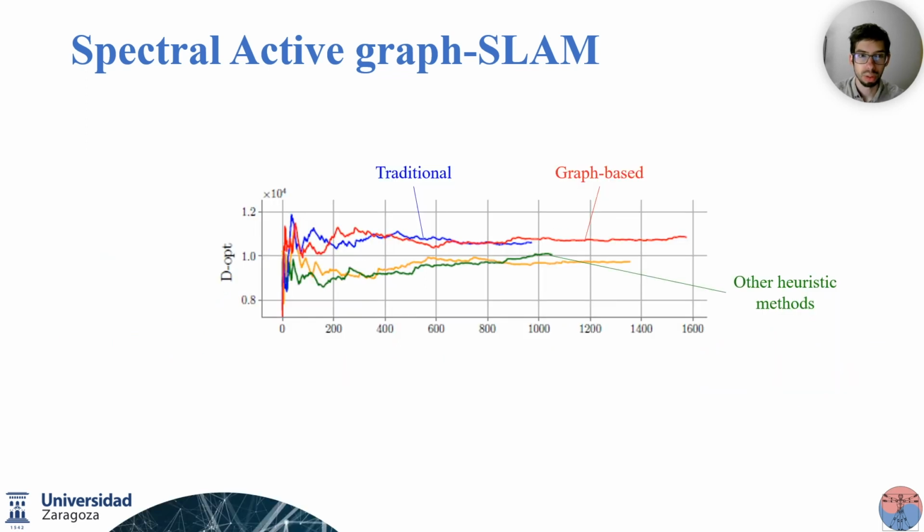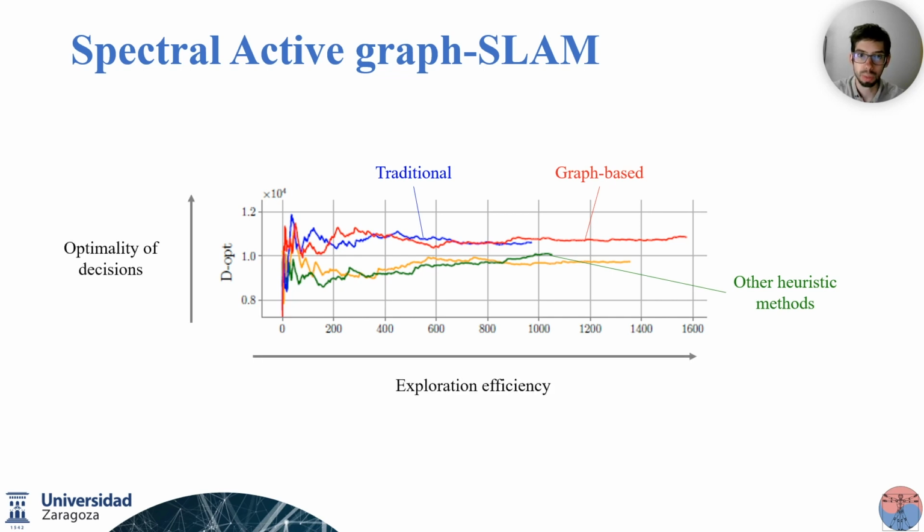We can also analyze the evolution of the optimality over time in the experiments. Traditional methods are indeed optimal at the cost of lower exploration efficiency, as they prioritize spending a large amount of time to select the best decision rather than covering a larger area. On the other hand, heuristic methods excel in exploration efficiency, although decisions are not usually the optimal ones. Our method, represented here in red, maintains a reasonable level of optimality while achieving an effective coverage of the environment.